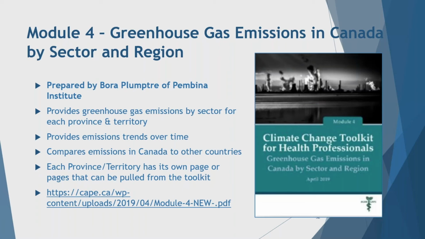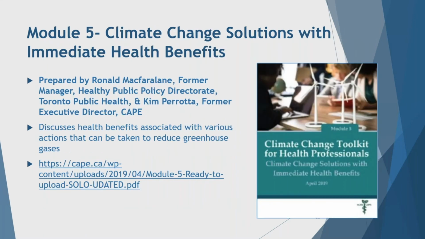Module 4 we had prepared by Bora Plumtree at Pembina Institute, and it looks at the greenhouse gas emissions by sector for each province and territory, and it does it with trend lines over time. The idea being that you can go in and see what the emission sources are for your province or territory, and what might be the most important sector to focus on. But also, if you're preparing some sort of piece to take to a city council, it gives that emissions data that helps to ground it from a climate change perspective.